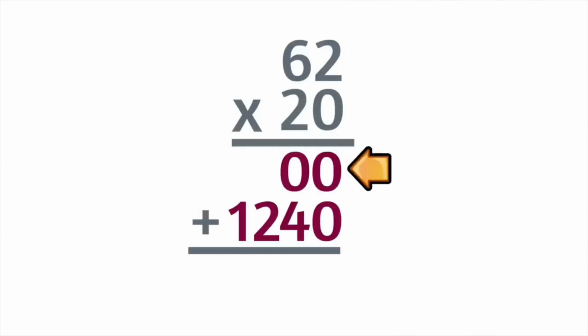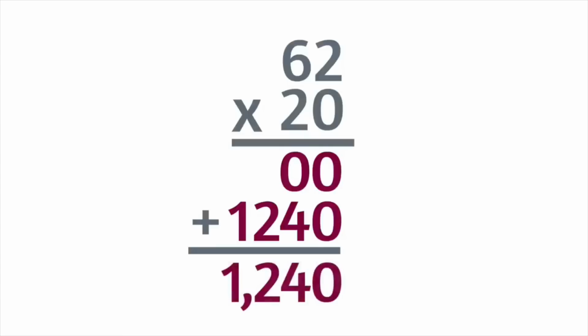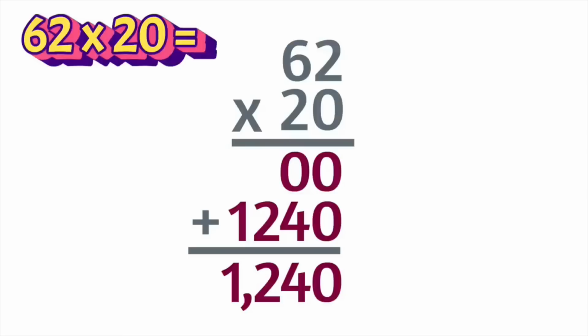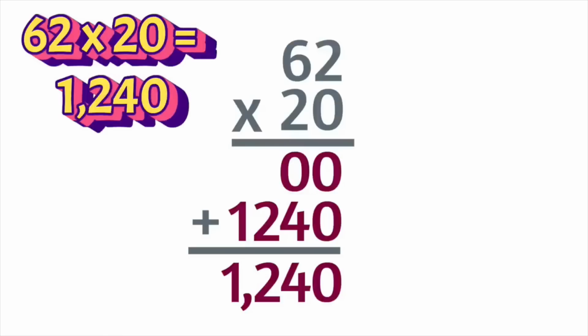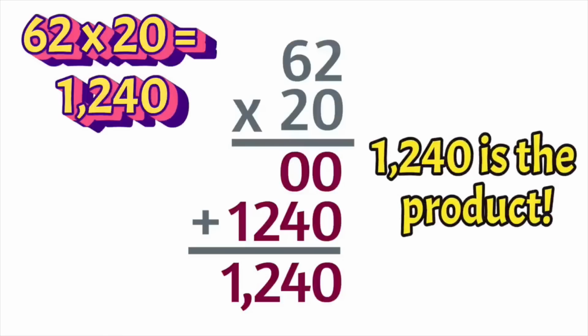Since the top row is just zeros, we can bring down the other numbers without changing them, because nothing is being added to them. We now have our final answer, 1,240. 62 times 20 equals 1,240. 1,240 is the product. Fantastic!